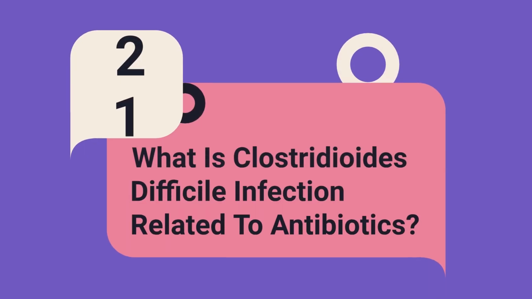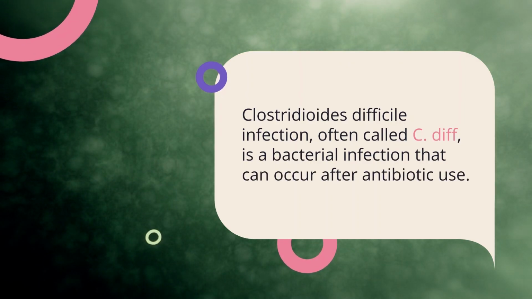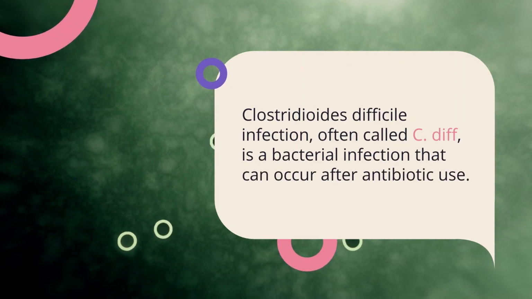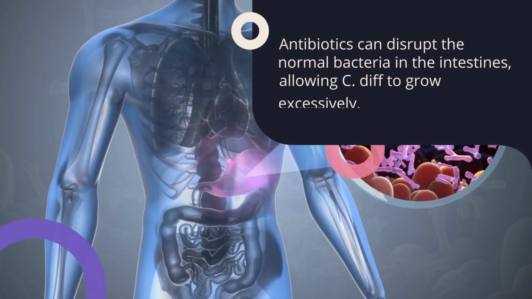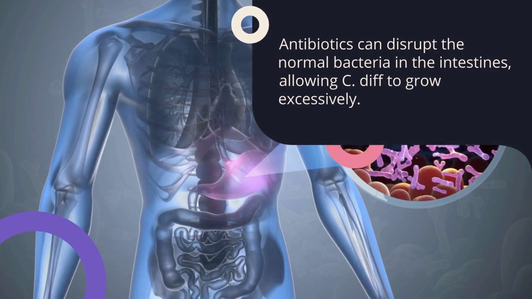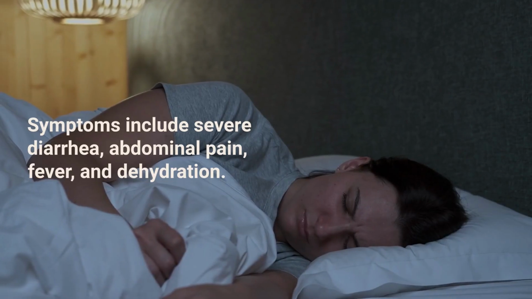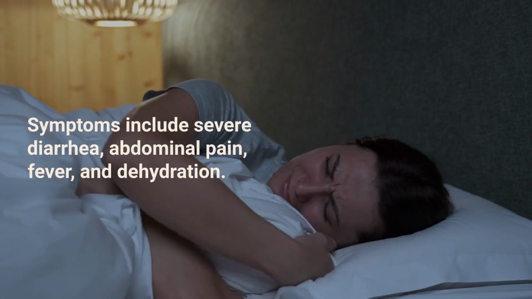21. What is Clostridioides difficile infection related to antibiotics? Clostridioides difficile infection, often called C. diff, is a bacterial infection that can occur after antibiotic use. Antibiotics can disrupt the normal bacteria in the intestines, allowing C. diff to grow excessively. Symptoms include severe diarrhea, abdominal pain, fever, and dehydration.